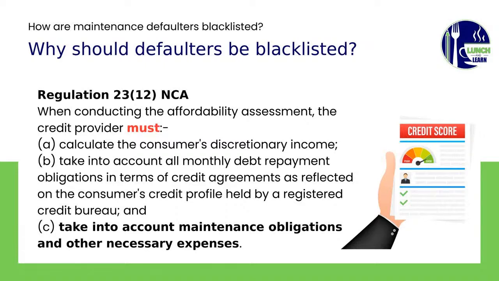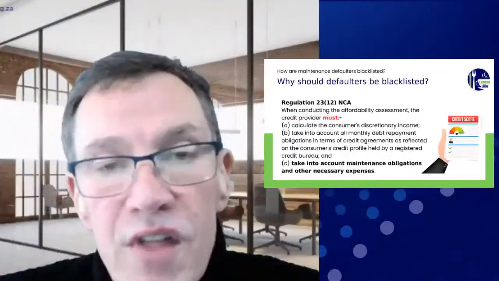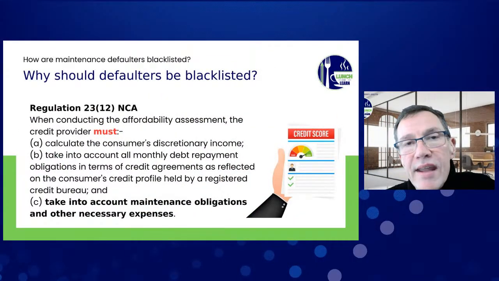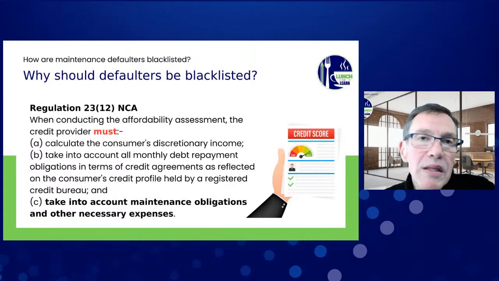And then point C, which is very, very important, and we tend to forget about Regulation 23(12) of the National Credit Act. It says that if the credit provider does the affordability assessment, they have to take into account maintenance obligations and other necessary expenses. So the Act is very clear that in terms of this portion of the regulations of the National Credit Act, maintenance also needs to be declared.